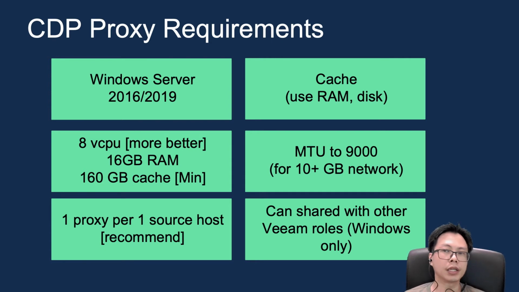The minimum quantity is 2 proxies, right? One proxy on each side, all right, the primary side and also the DR side as well.